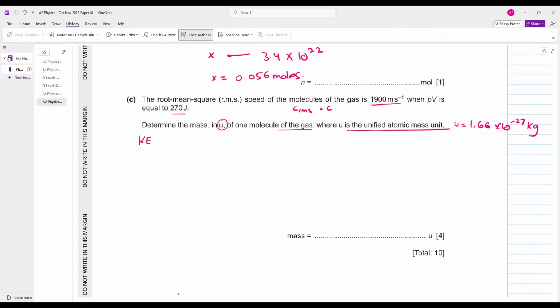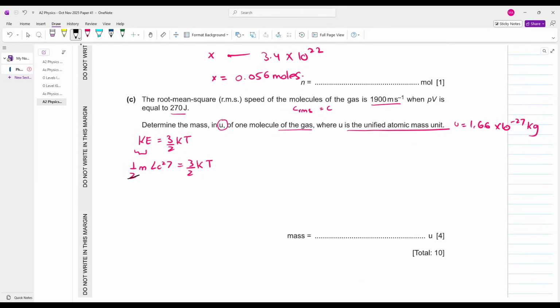हमें पता है kinetic energy of an ideal gas is equal to 3/2 kT. Kinetic energy की जगह बेटा आप क्या लिख सकते हो? 1/2 mc² is equal to 3/2 kT. कुछ कैंसिल आउट हो रहा है बेटा? 2, 2 कैंसिल आउट. Mass of the gas is equal to 3kT divided by c². Beta, what is the value of k? 1.38 × 10^-23. टेम्परेचर की वैल्यू क्या है बेटा? टेम्परेचर की वैल्यू क्या है?